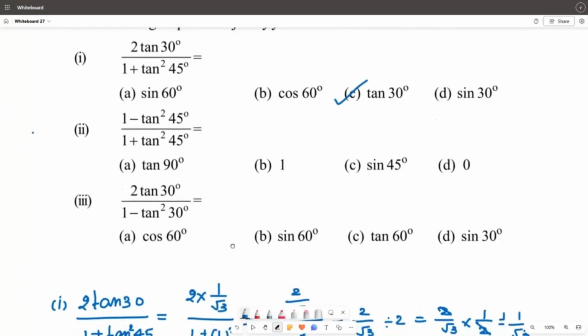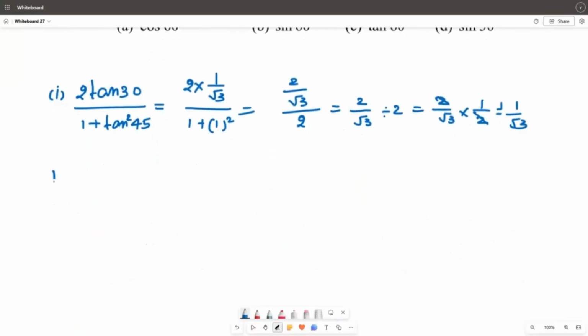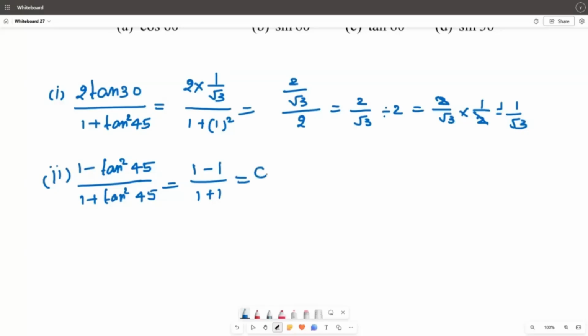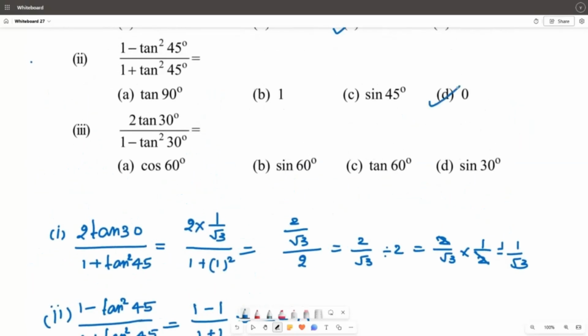Second one we have 1 minus tan² 45 by 1 plus tan² 45. So this is second one. We have 1 minus tan² 45 by 1 plus tan² 45. If I substitute tan 45 equal to 1, this will be 1 minus 1 by 1 plus 1. 1 minus 1 is 0, and 0 divided by anything is equal to 0. Therefore, out of the four options, option D, 0, is the correct option.